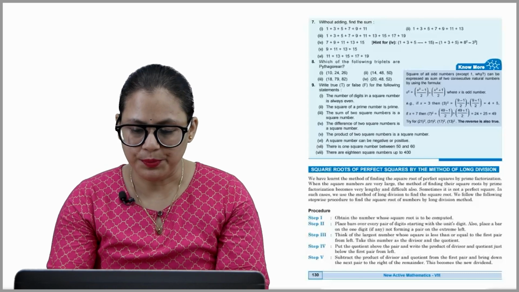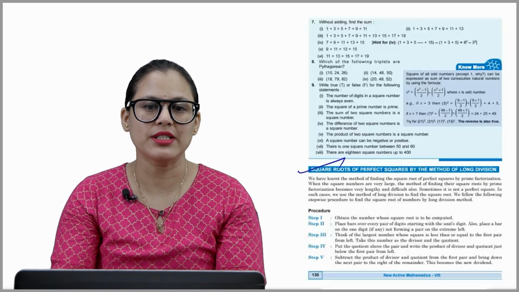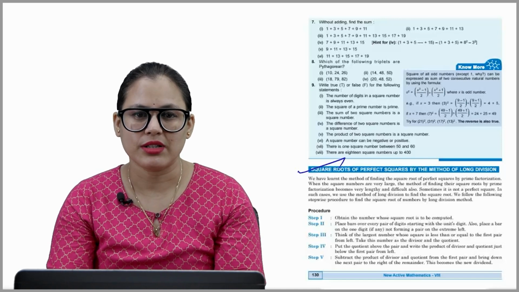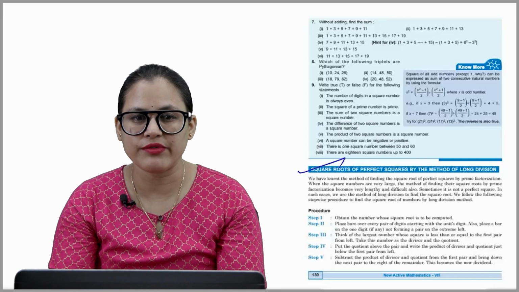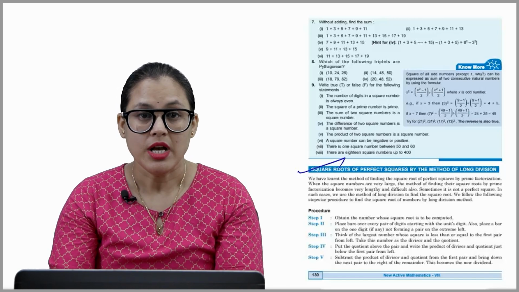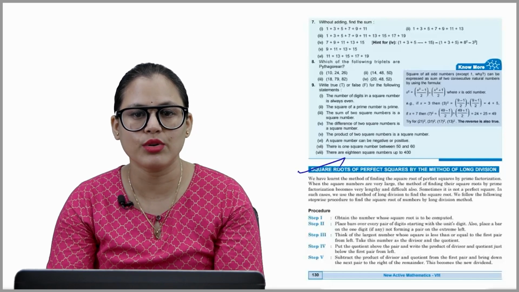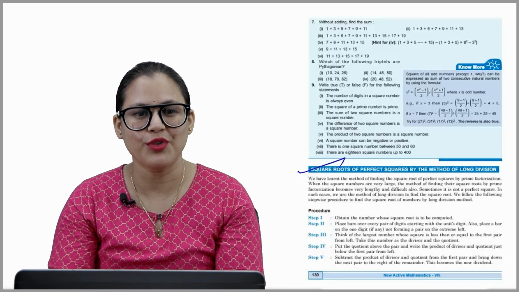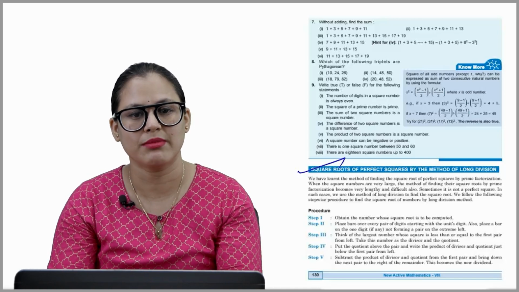Square roots of perfect squares by the method of long division. We have learned the method of finding the square root of perfect squares by prime factorization. When the square numbers are very large, the method of finding their square roots by prime factorization becomes very lengthy and difficult also. Sometimes it is not a perfect square. In such cases, we use the method of long division to find the square root. We follow the following stepwise procedure to find the square root of numbers by the long division method.